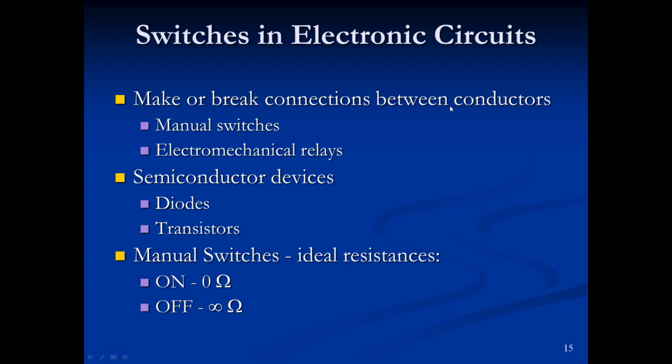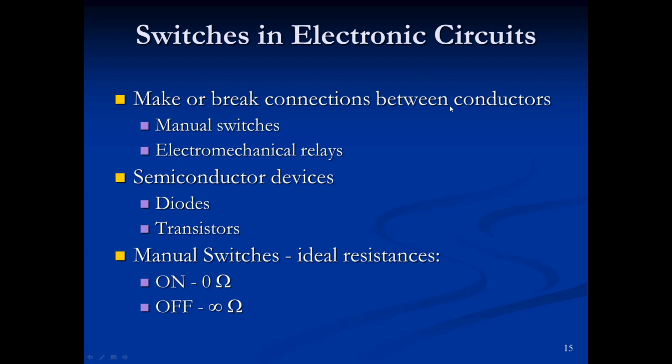All right, so moving on to switches. Switches are basically just make or break connections between conductors. They can be manual switches, like your light switches at home, where you physically toggle them on and off, or they can be things like electromechanical relays. Even semiconductors can behave as switches, as we'll see later.